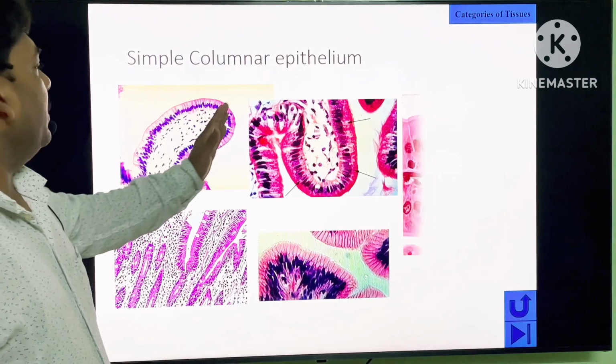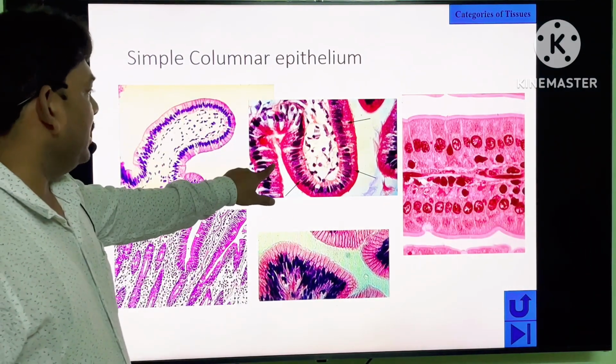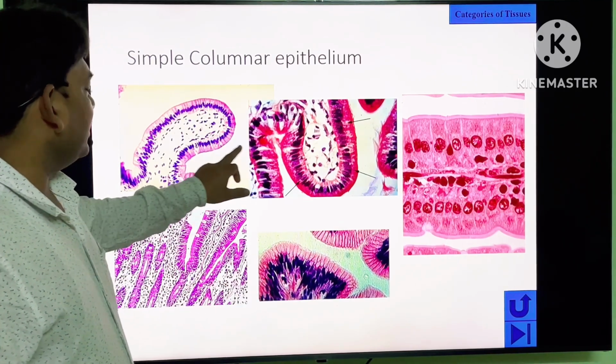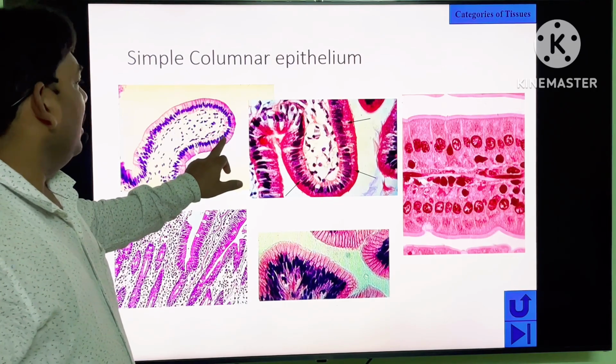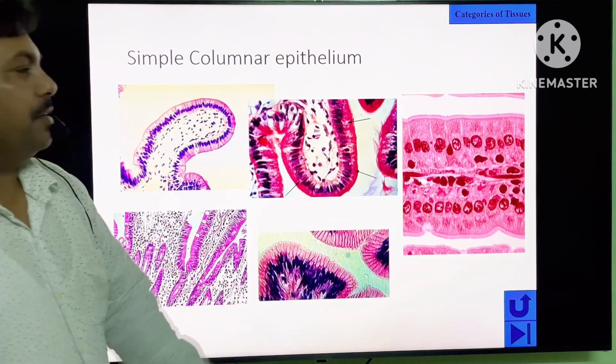Next, this is the structure of simple columnar epithelium. Columnar means an elongated cell, and the elongated cell contains the nucleus. That is known as columnar epithelium.